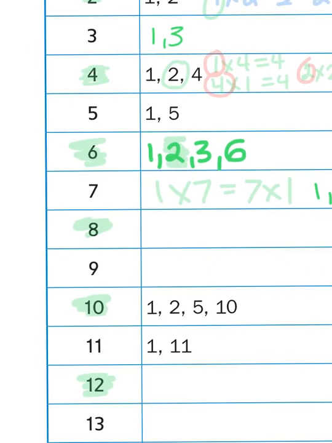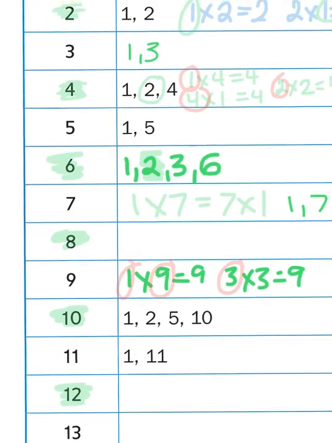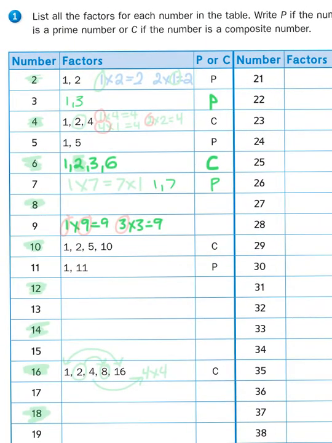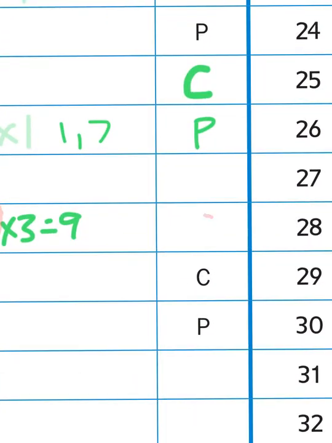Let's take a look at 9. 1 times 9 gives you 9, but so does 3 times 3. And because I can count 1, 2, 3 different numbers that can be used as factors, that means 9 is also a composite.